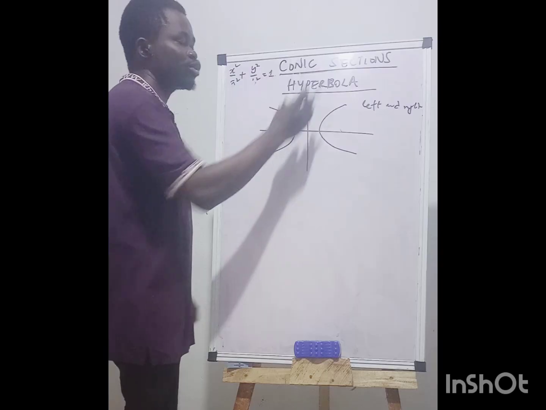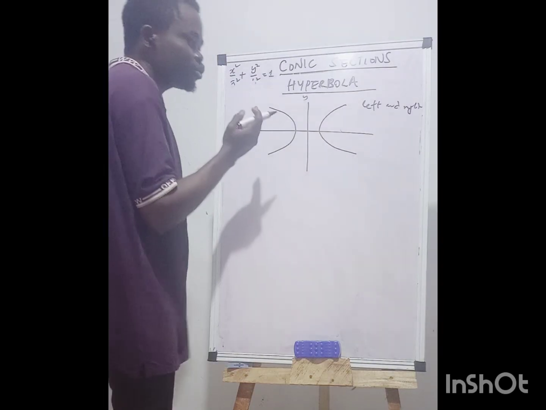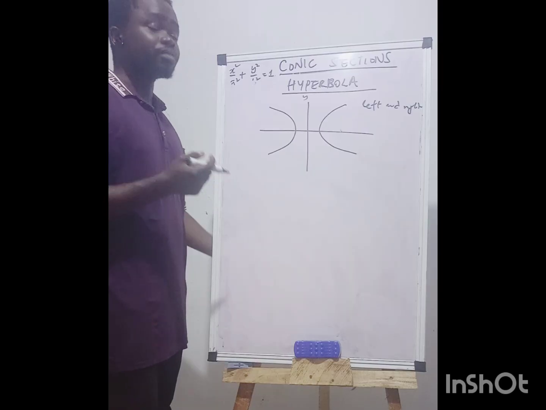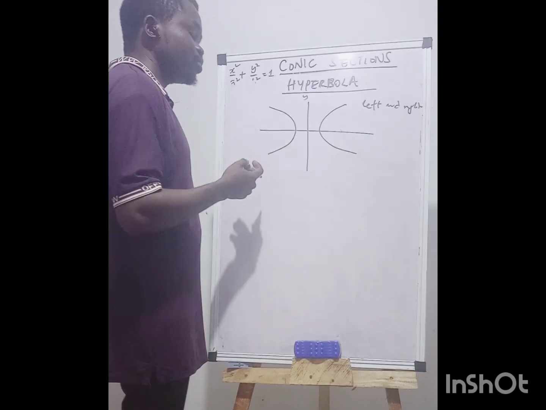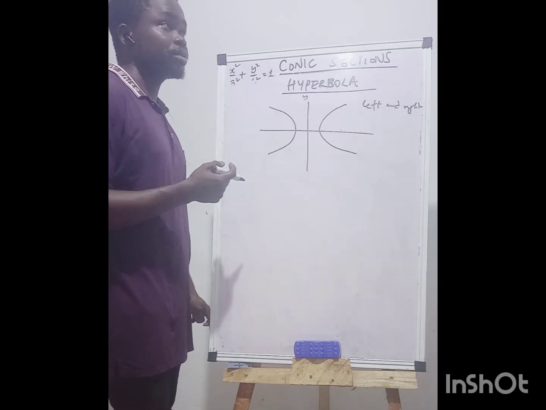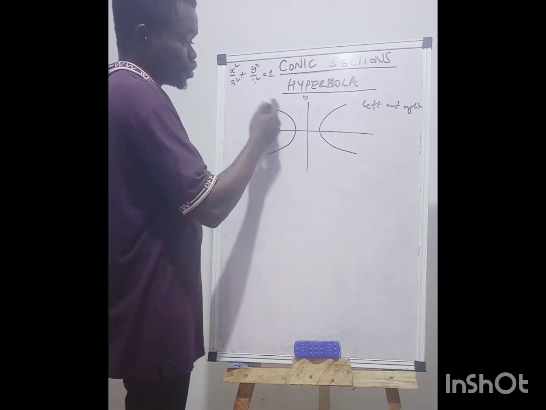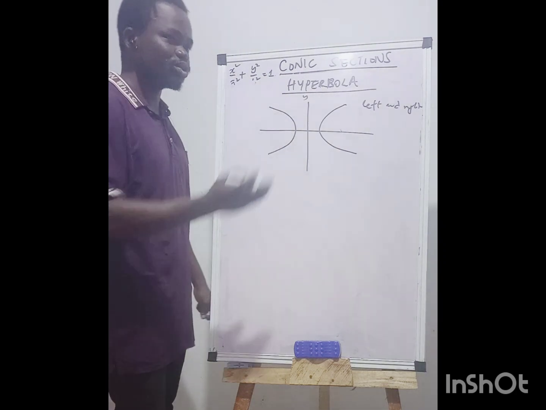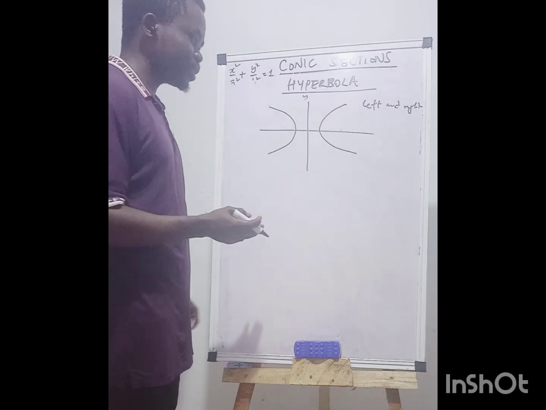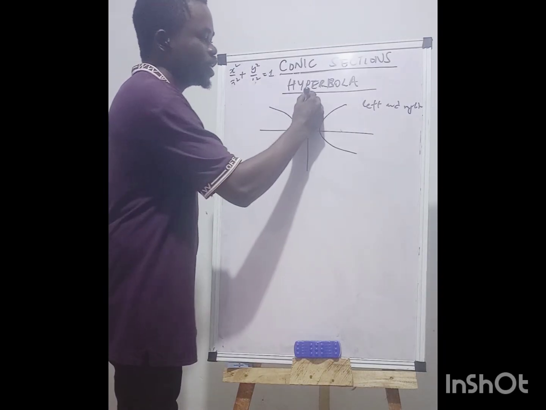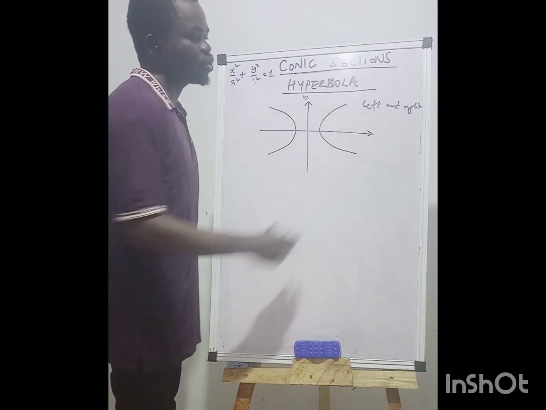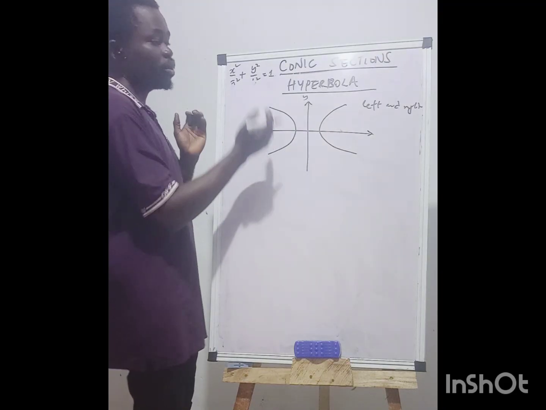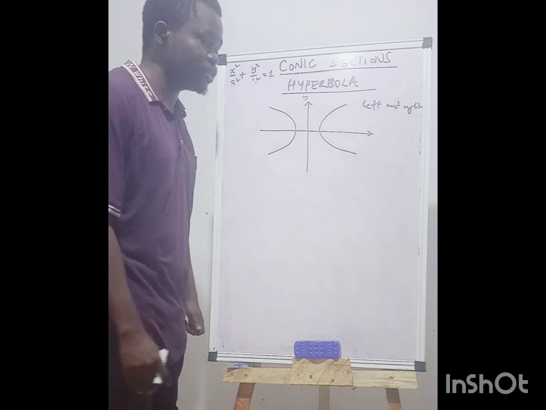The hyperbola is formed from the cutting of two cones. Literally, it's a plane that cuts two cones. That's the literal definition. But without using that, we say it's just the cut of two parabolas, these two parabolas facing different directions.